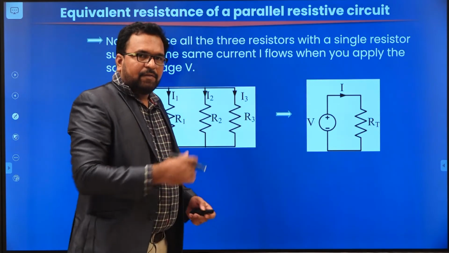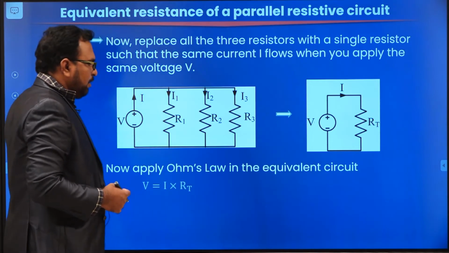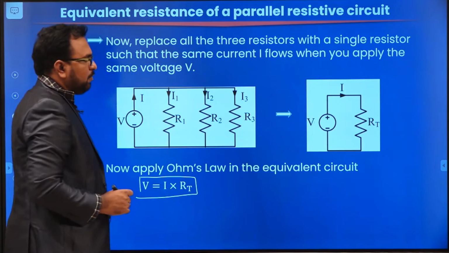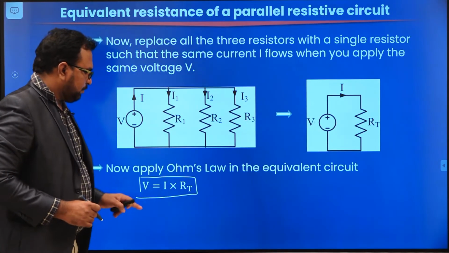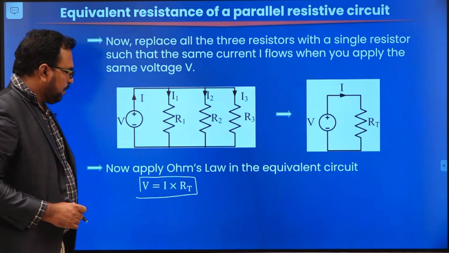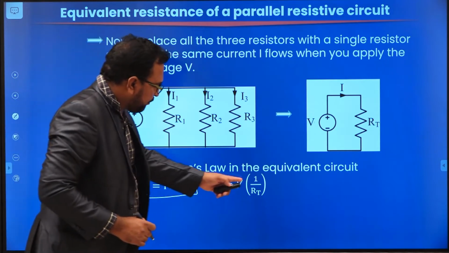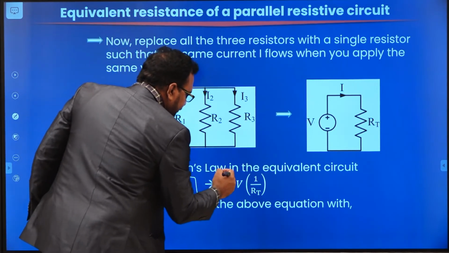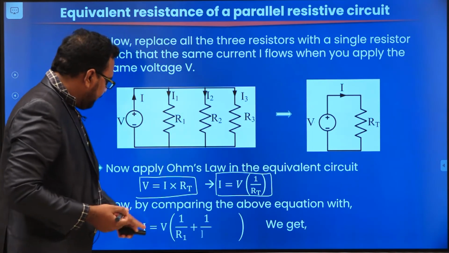So now we will calculate that value of RT. So apply Ohm's law in that equivalent circuit. Then we are going to get V is equal to I into RT. Only three variables involved, V, I, RT. Those three are related by Ohm's law. V is equal to I into RT. Now from this equation, what is the value of I? I is equal to V into 1 by RT. Now compare this equation with the already derived equation.